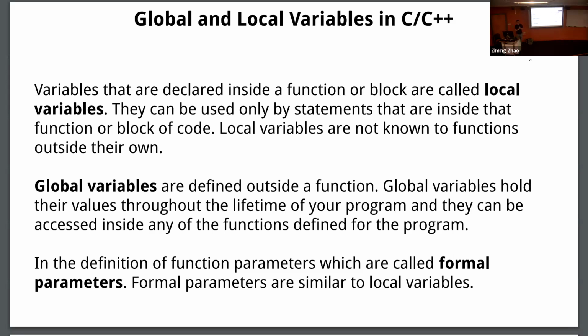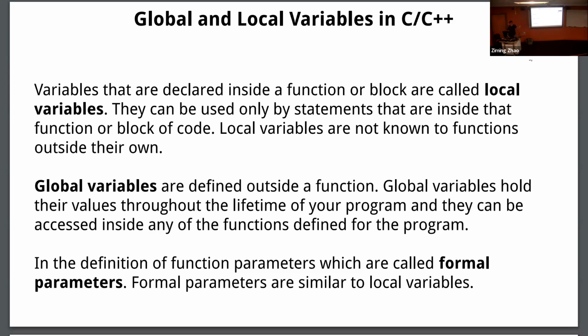Then we have global variables, which are defined in a C file, usually at the beginning of the C file, and they are outside a function. So global variables hold their value throughout the lifetime of the program, and they can be accessed in any function in this program, right? So that is the C definition of those variables. But how do you implement that? How do you really achieve this in the compiler, right?